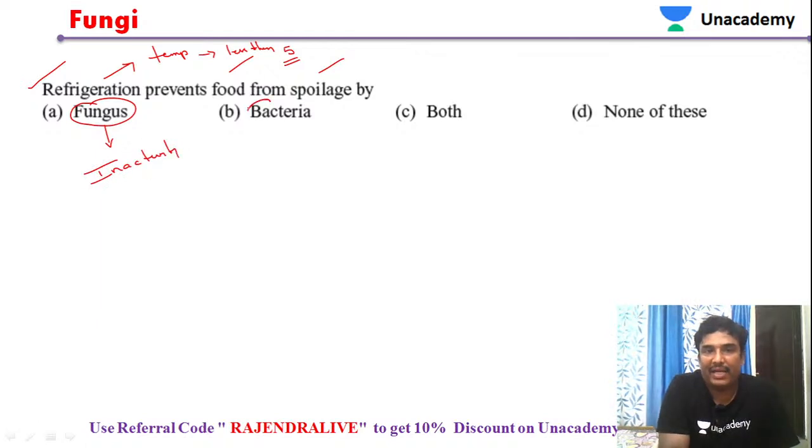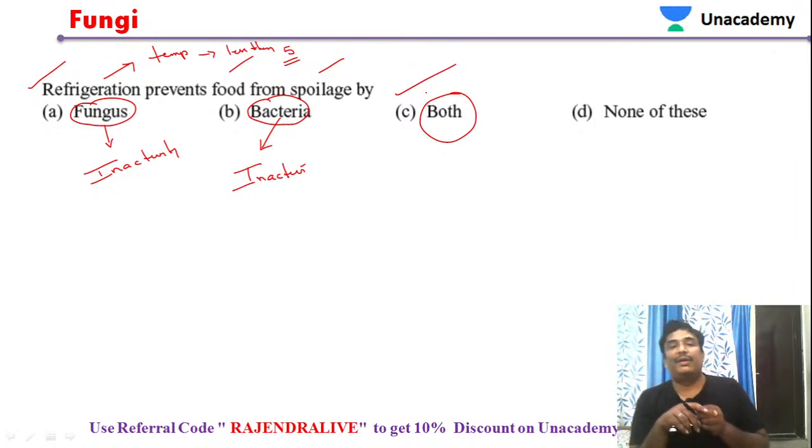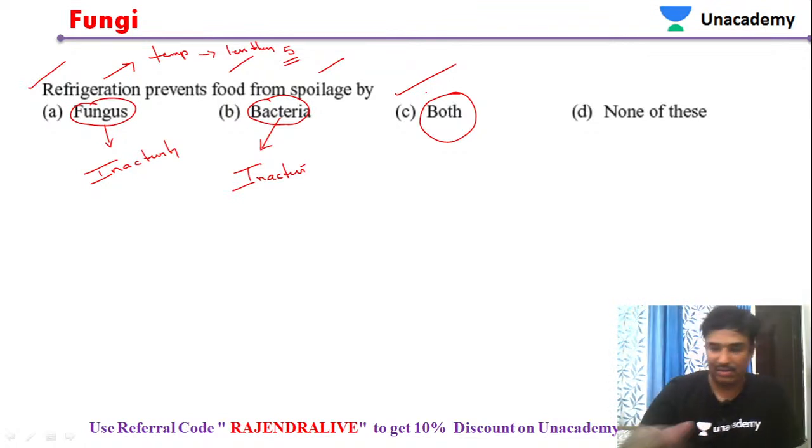So even the bacterial enzymes also become inactive. Bacteria will not die, but they become inactive. The bacterial enzymes also will become inactive. So it prevents the food from spoilage from both actually. So that is the reason we can take option C as the right answer. Okay students, very good. So keep this. Option C is the right answer, no doubt about it. Both fungi and bacteria become inactive at this particular temperature, that is less than 5 degrees centigrade actually.